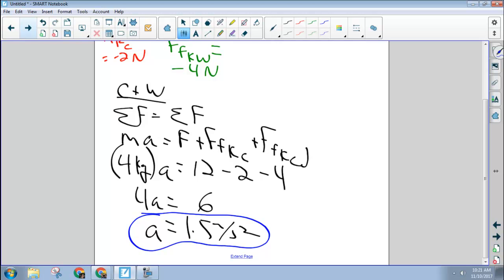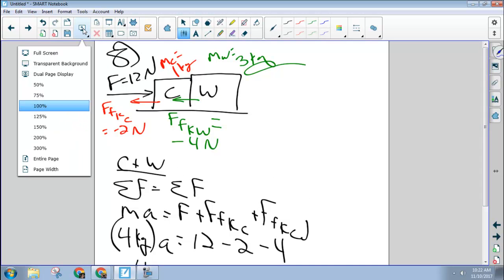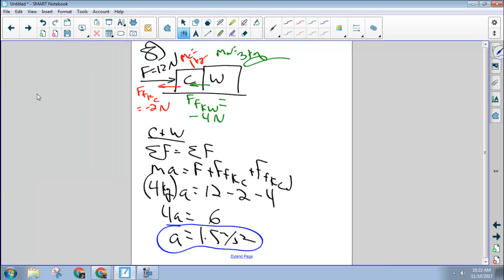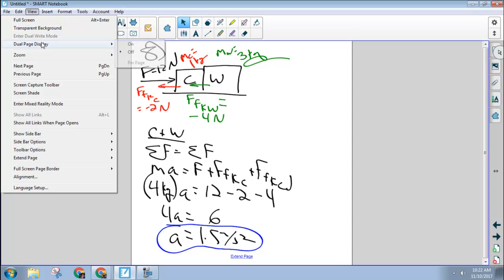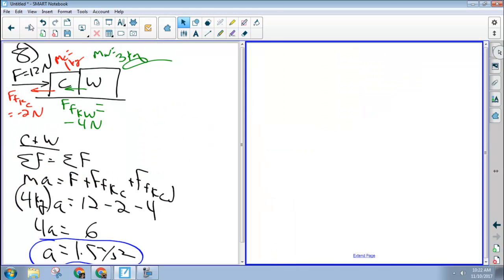Cool? All right, so now the other question said to find the forces that they exert on each other, right? Number 8: what's the magnitude of the force on the Wheaties box from the Cheerios? So if I want to solve that problem directly, I'm trying to find the force on the Wheaties box from the Cheerios. So, dual page. I wish there was a quicker way to turn on dual page. There we go.